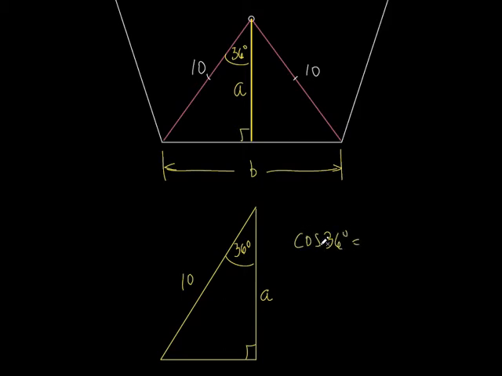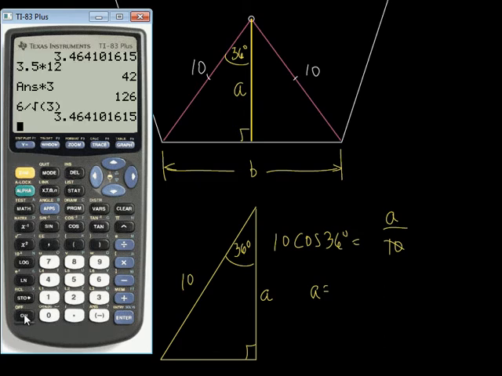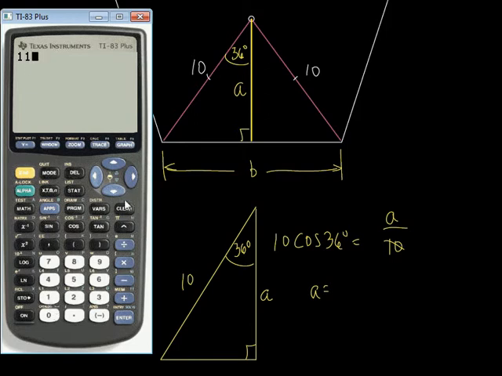All right, so the cosine of 36 is equal to adjacent, which is A, over the hypotenuse, which is 10. Multiply both sides by 10. This is why we learned stuff before, so we can use it again. And now you just put all this in your calculator, and you have what the apothem is. So let's put that in a calculator. 10 cosine of 36.